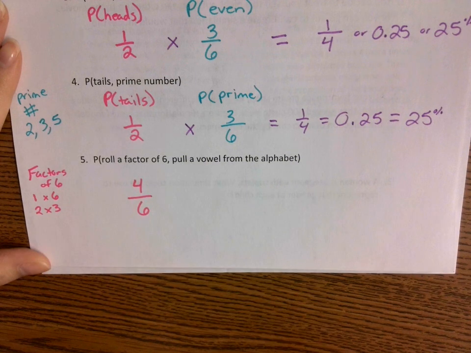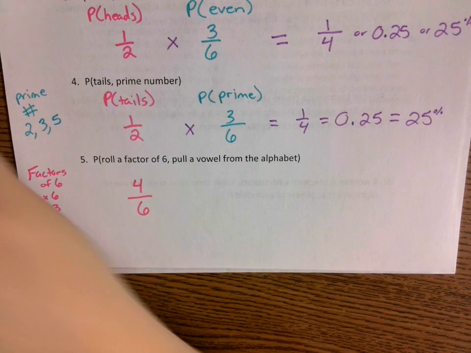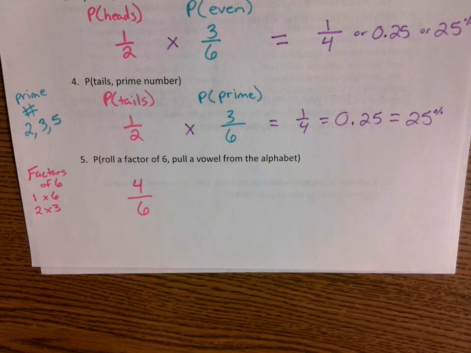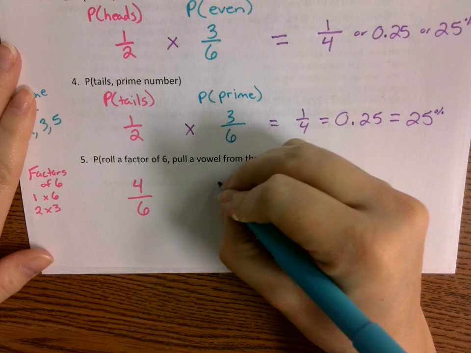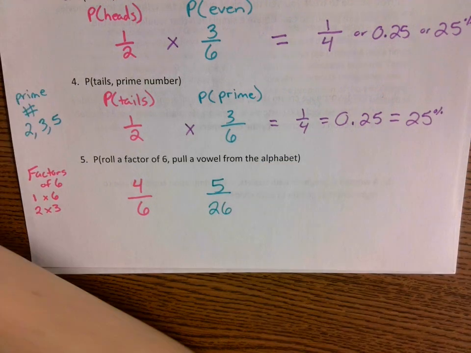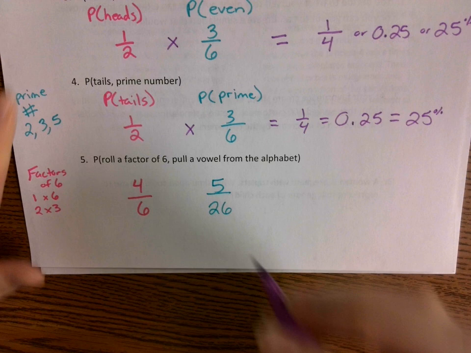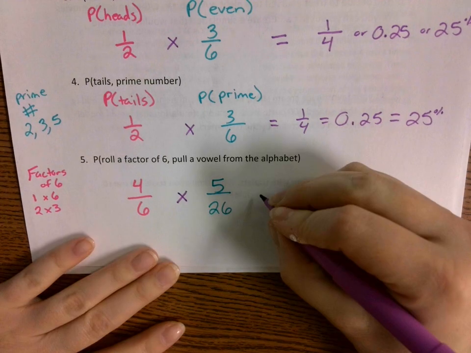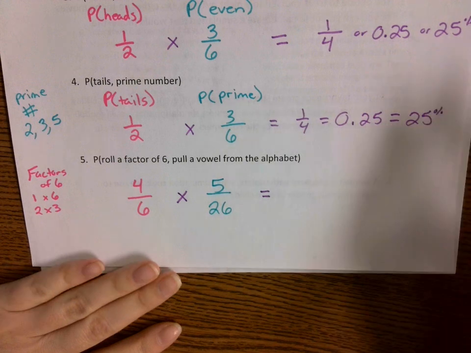And then to pull a vowel out of all the letters in the alphabet. How many vowels are there? 5. How many letters in the alphabet? 26. Okay, so then we're going to multiply that. What does that give us? 5 out of 39.